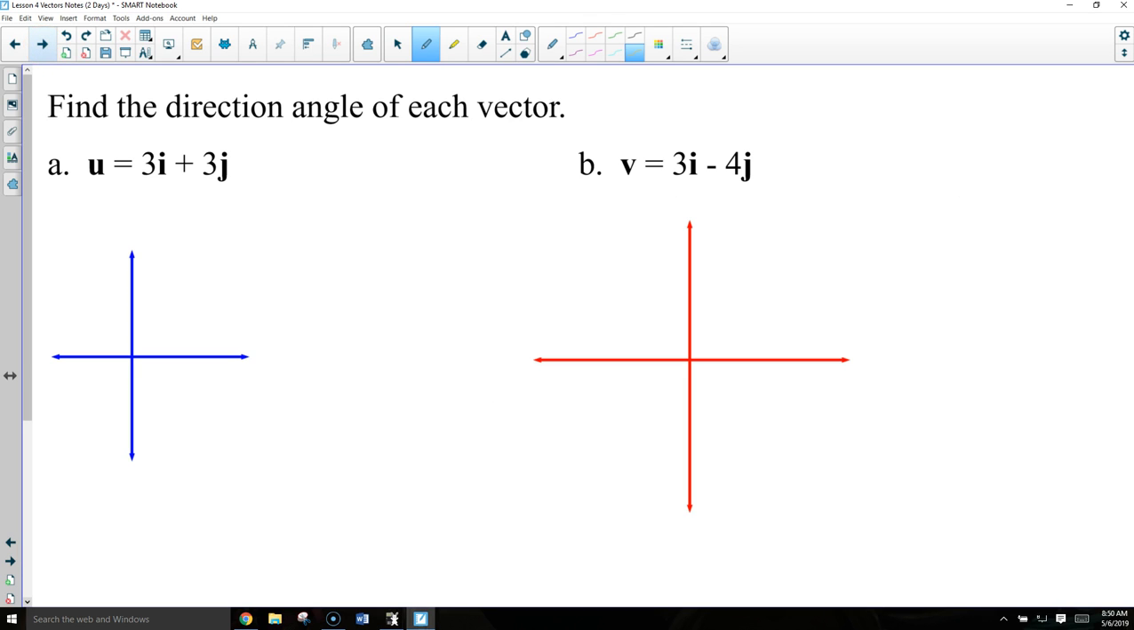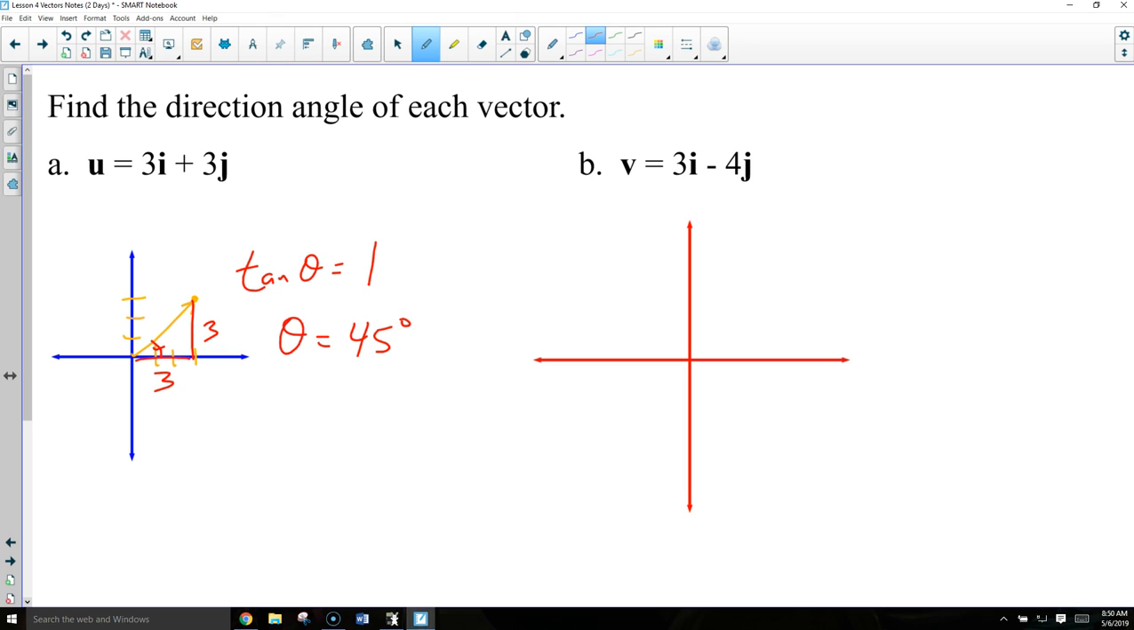So find the direction angle of each vector. We could draw this geometrically, and we could look at the point 3, 3. And that's what vector u would look like. Well, if I wanted to find the angle back to the positive x-axis, this side is the length of 3, this side is the length of 3, so the tangent of theta is equal to 3 over 3, which is 1. That would give us 45 degrees.